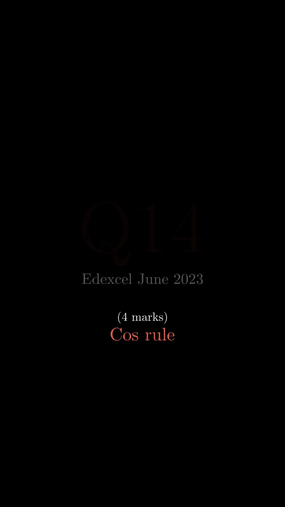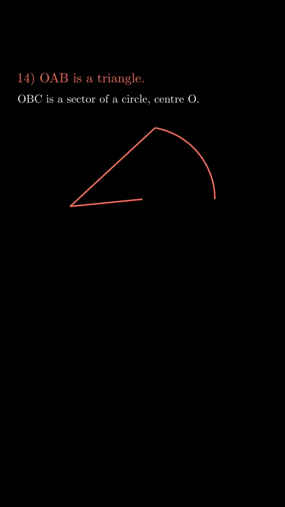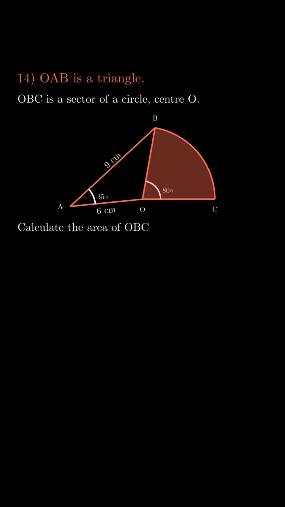Question 14. OAB is a triangle. OBC is a sector of a circle with a center O. Calculate the area of OBC. Because we need to find out the radius of the sector, and we know two of the sides of the triangle ABO, and we also know the angle at A, we can use the cos rule to find the length OB. We get that the radius squared is equal to 9 squared plus 6 squared minus 2 times 9 times 6 times cos 35.